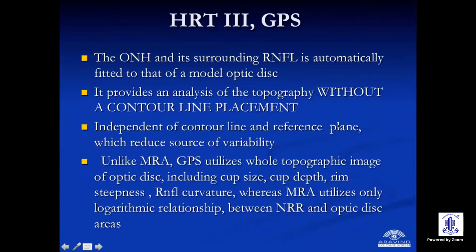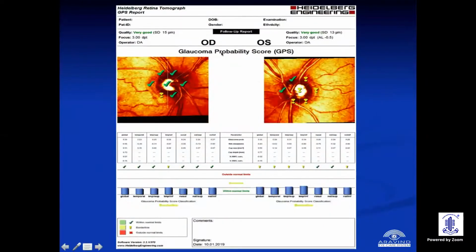Unfortunately, with technology, HRT3 came up, and the Moorfields regression analysis was totally taken out of the picture, and you get a glaucoma probability score in HRT3. So postgraduates should know this. Unlike Moorfields regression analysis, which was used in HRT2, the glaucoma probability score utilizes advanced artificial intelligence. The software employs a new 3D shape analysis, combining measures of the optic nerve head and the peripapillary retina into a sophisticated model. So this is the HRT3 printout.